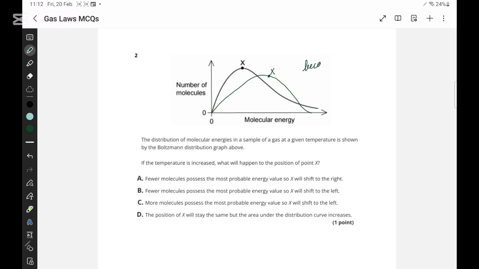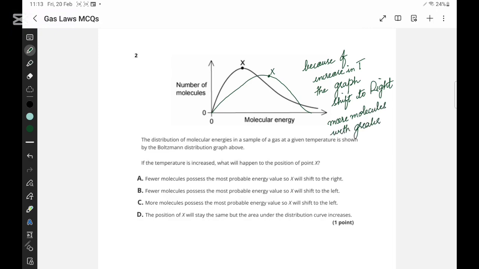Because of the increase in temperature, the graph shifts to the right-hand side and shows that now we have more molecules with greater energy, because we know one thing, that temperature is directly proportional to kinetic energy. So fewer molecules possess the most probable energy value, so x will shift to the right. So option E is going to be the right one.